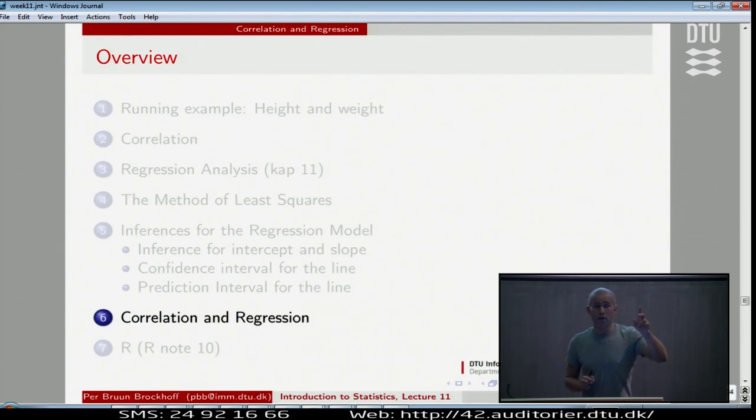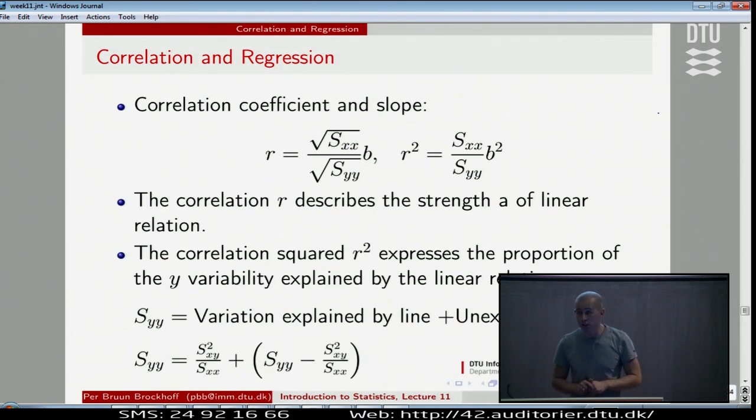correlation and regression. Now, I started out with correlation. Then I talked about regression. Correlation was a symmetric kind of way of looking at the XY situation. Regression is an asymmetric one, where we decide on which is going to be the Y and which is going to be the X in order to put a line in. And it makes a difference which is X and which is Y. However, there is also a relation between the two things.